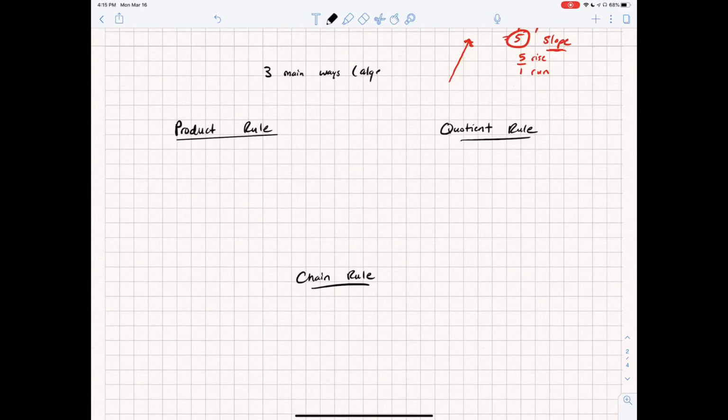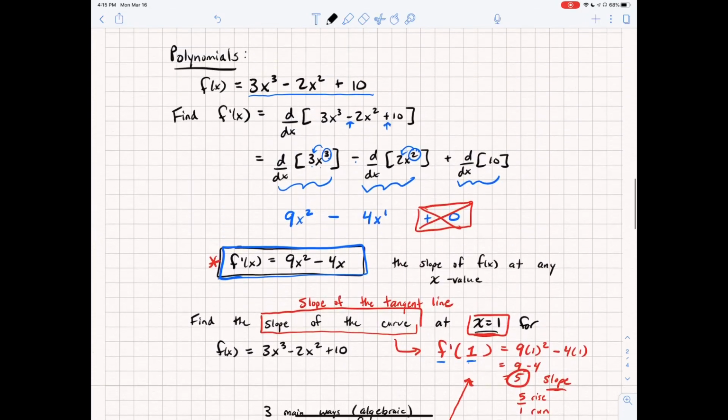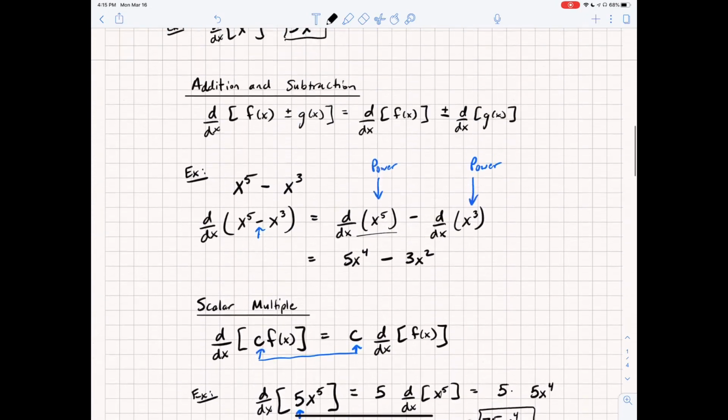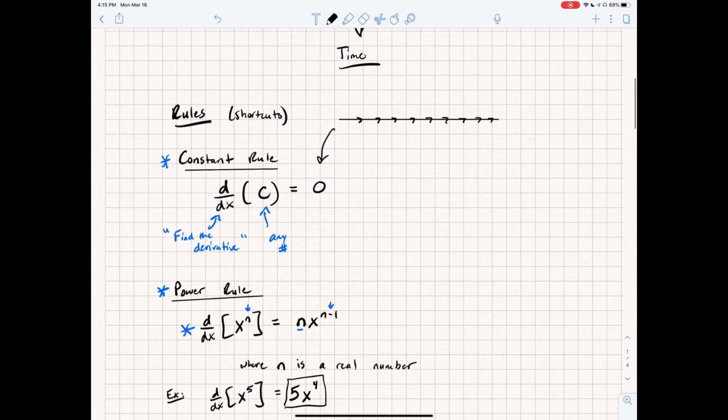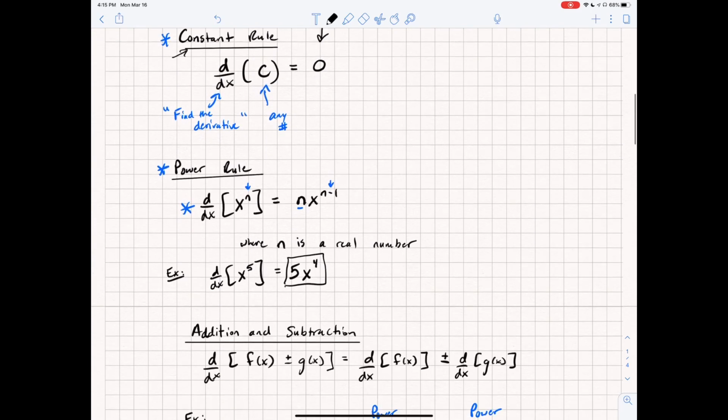specifically algebraic ways, to combine functions and create new functions. So if you notice, the way that this is stepped through logically is we started with the most basic function, which is a constant. We then said, okay, well, what if I actually have an x? Well, there's the power rule.